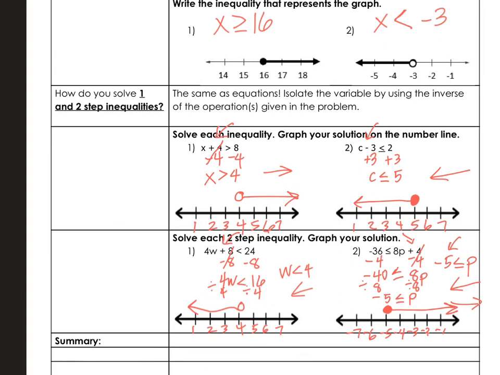Okay, so I know it's been a while since you've done inequalities, so hopefully this was helpful to you. Be easy on yourself. Again, you haven't done this in a long time, and even if you did do this, you haven't done it to this extent in a while.